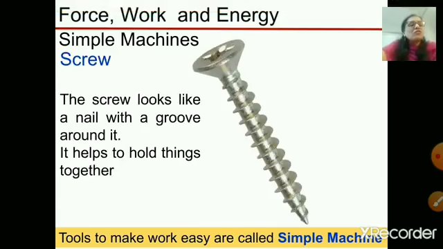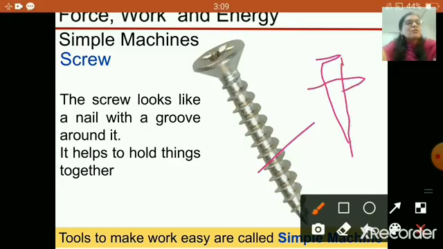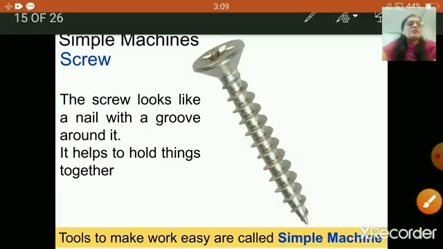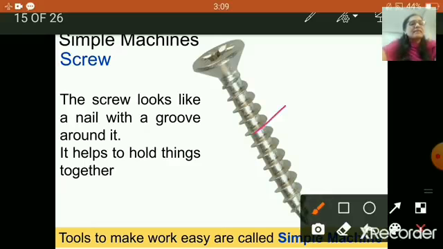Another type of machine is the screw. This is very well known and very well used. Everywhere, wherever two things are to be joined, this is used. A nail is plain, somewhat like this, right? But in this, grooves are present like this. You see, these are the grooves. So this is called a screw. A screw looks like a nail, but it has grooves around it. And it helps to hold the things together, means to join. It holds the two things together.